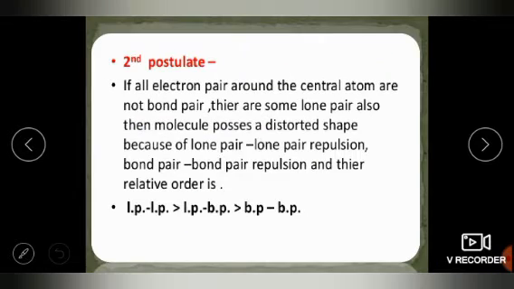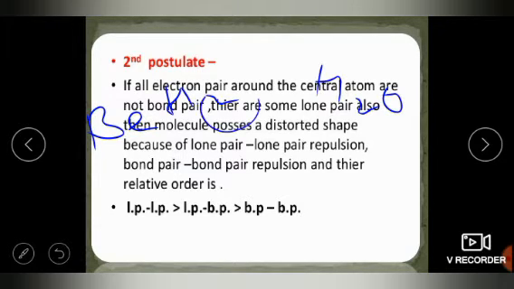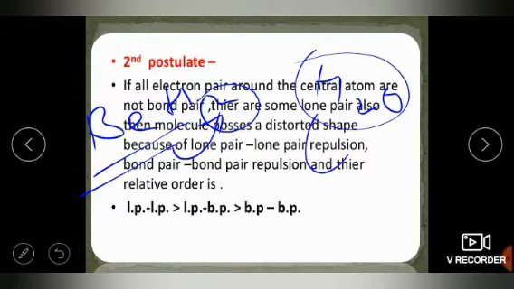But in case of lone pair, if the electron pairs around the central atom include some lone pairs, not only bond pairs, then the molecule possesses a distorted shape. I am taking the example of BeH2 and H2O. You can see this is a molecule with 2 atoms, and this is also a molecule with 2 atoms.